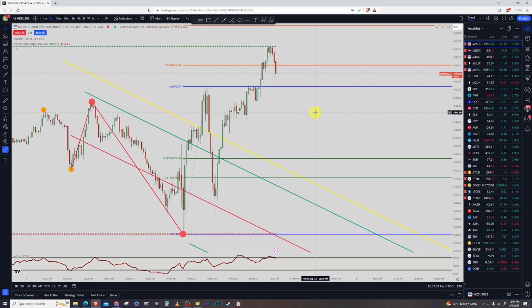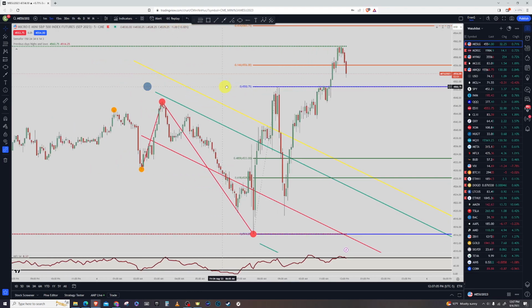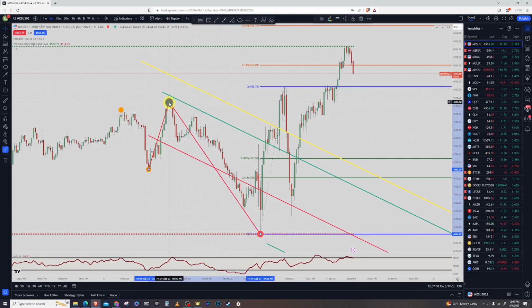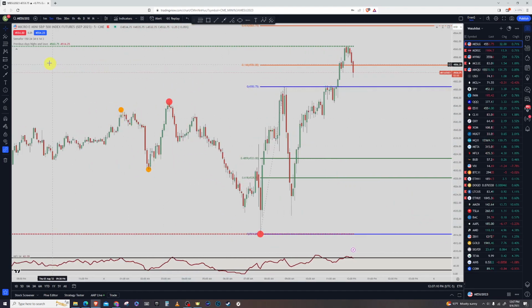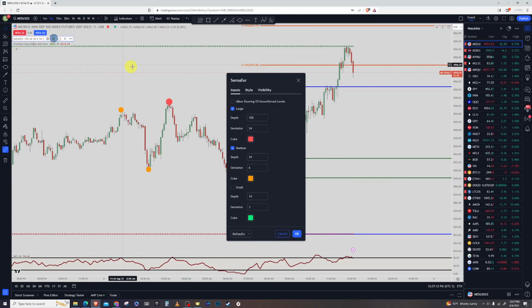So how it works is for the semaphores are just these dots right here. See these dots between these yellow and orange dots? Here it is up here, semaphore. So if you're in TradingView, just search semaphore, S-E-M-A-F-O-R. And I just leave it at whatever the default settings is.